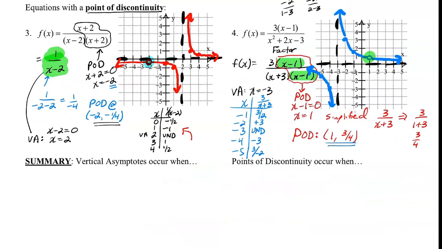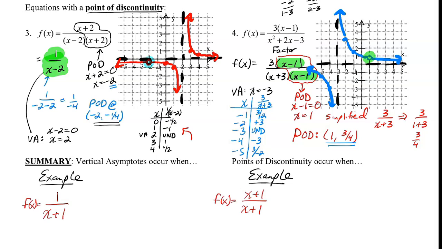So I have a little summary spot down here. I'd encourage you to pause the video and summarize: when do vertical asymptotes occur? What does the equation look like? When do points of discontinuity occur? What does the equation look like? So here are 2 basic examples to differentiate. For vertical asymptotes, anytime you have this factor in the denominator that you can't divide out, there's no other x plus 1 factor, that's going to give you a vertical asymptote. So they occur when you set the denominator equal to 0 and the factor cannot be divided out.